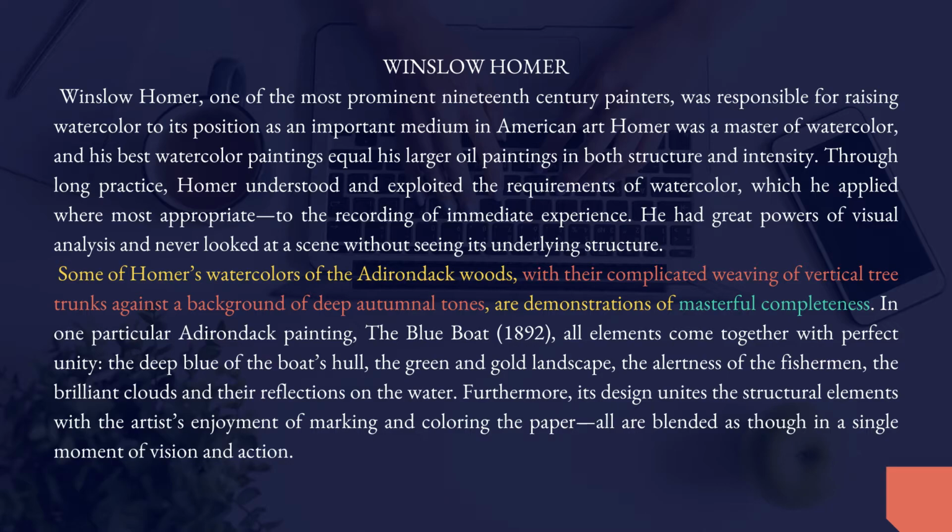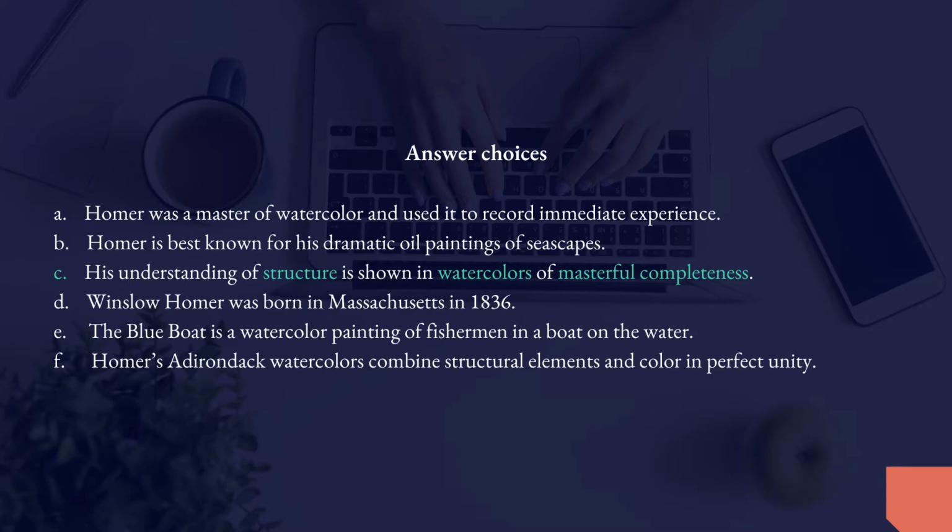What I need is that, pay attention, here the writer is talking about structure. Look, background, weaving of vertical tree trunks, deep autumnal tones. So they're pointing to a structure. And how good is that structure? The author says those points are demonstrations of masterful completeness. And here we have it. So it is true. It is a main idea. Pay attention, it is in the beginning of the paragraph, and it's not just one little detailed point to support another big idea. It is already a main idea. So C is one of the answers.